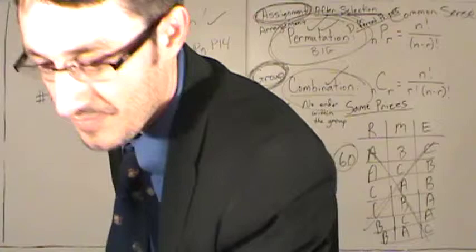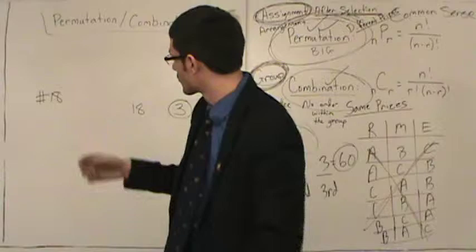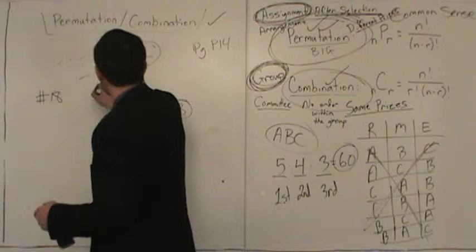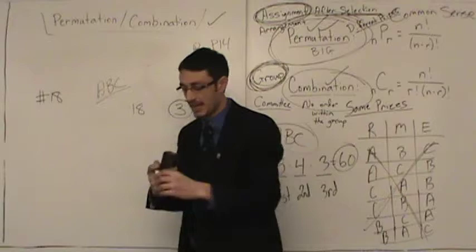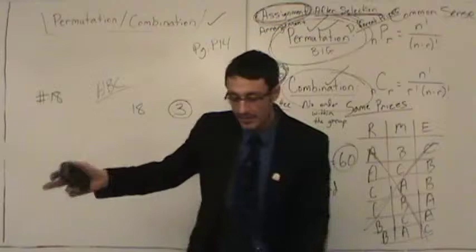No. Think about it. The band is selecting three singers. If I select three out of the 18, I select A, B, C out of the group. This group of three. A, you're a singer. B, you're a singer. C, you're a singer. Does it matter how I arrange the three singers?